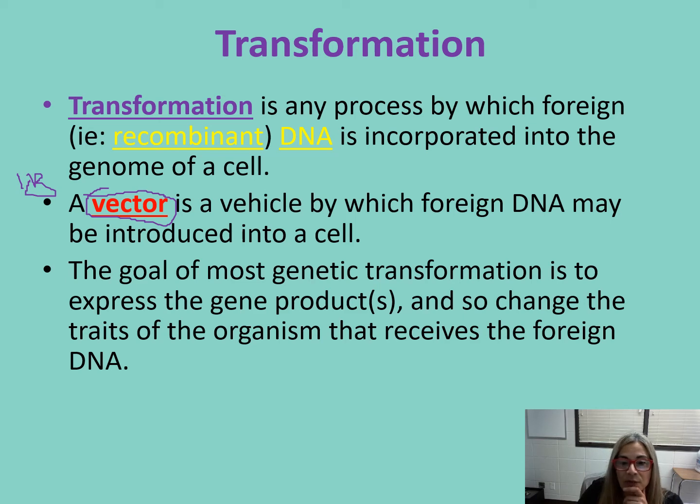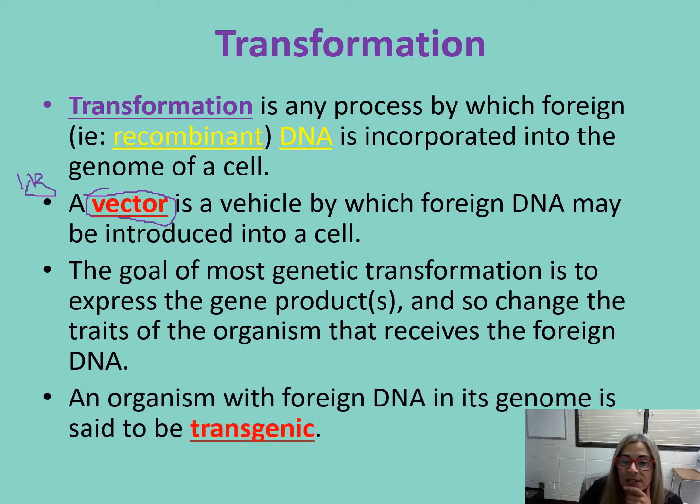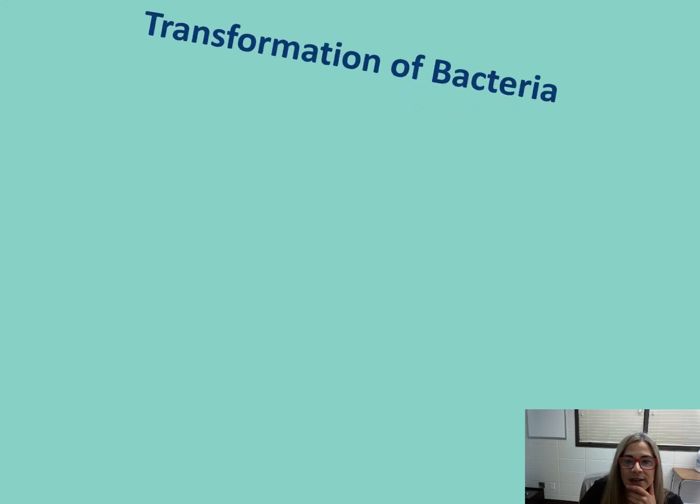And as we said, the goal of most genetic transformation is to change the traits of an organism or change what that organism actually produces on a cellular level. Anytime an organism has foreign DNA in its genome, it's said to be transgenic. Now, this is not cloning. Cloning, offspring is identical to parent, so that's not a change in DNA. A change in DNA is when you actually genetically modify an organism by removing part of its genetic sequence and replacing it with something else. So just keep that in mind. They're not exactly the same thing.